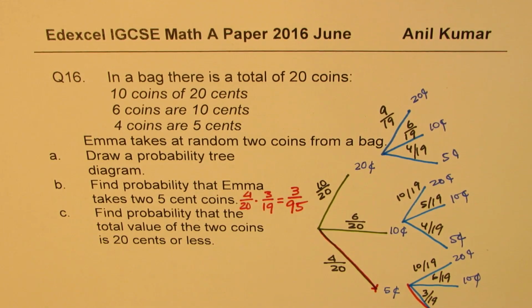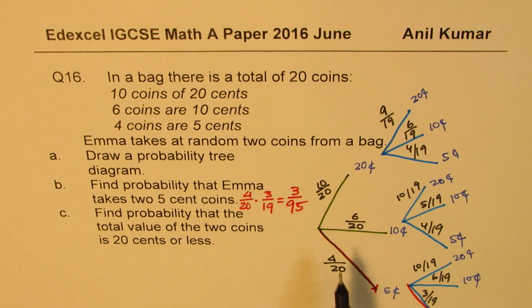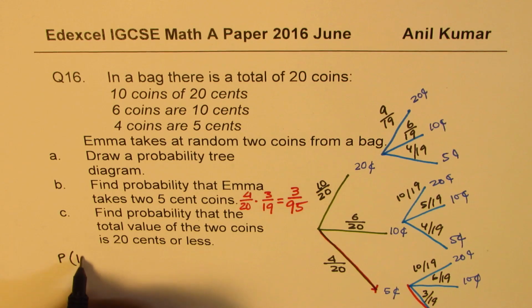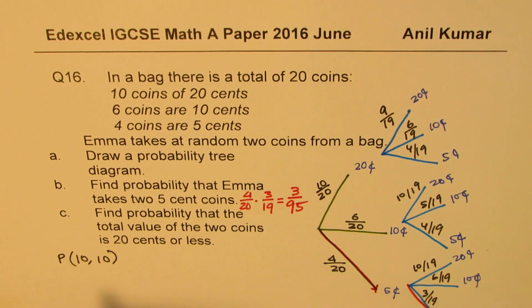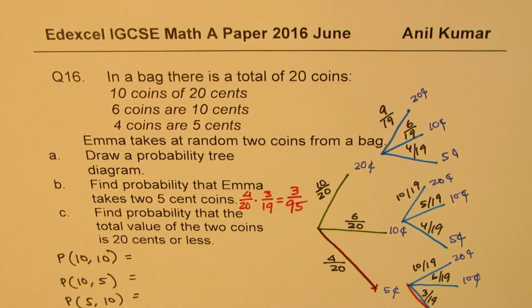Now, C. The probability that the total value of the coins is 20 cents or less. Since we are drawing 2 coins, this path is out of bound. We will consider these 2 now. One could be the probability that we get 10 cents and 10 cents, that gives us 20 cents. Then the probability that we get 10 and 5, less than 20, or we could get 5 and 10, or we could get 5 and 5. These are all the probabilities possible.